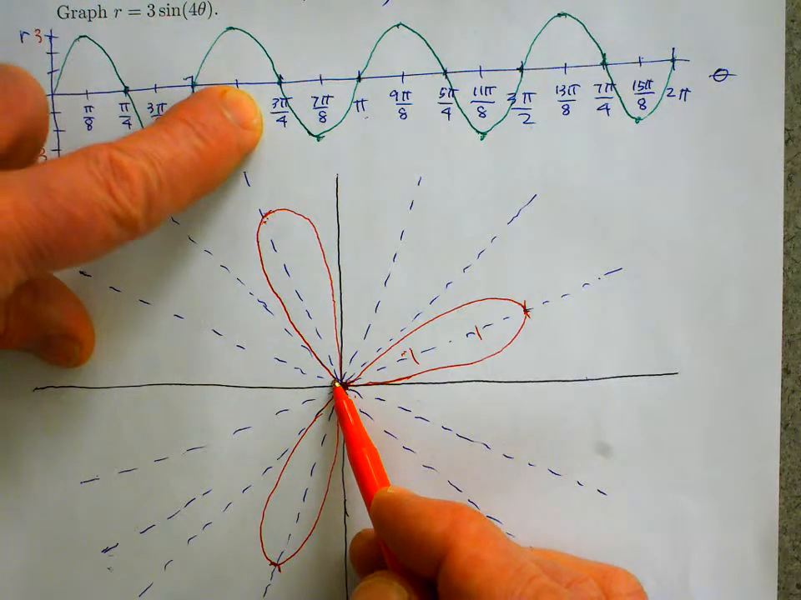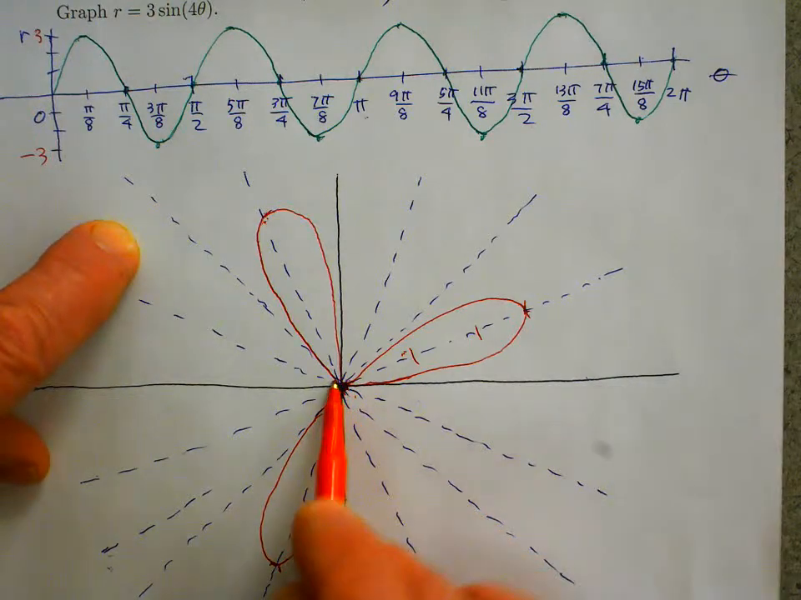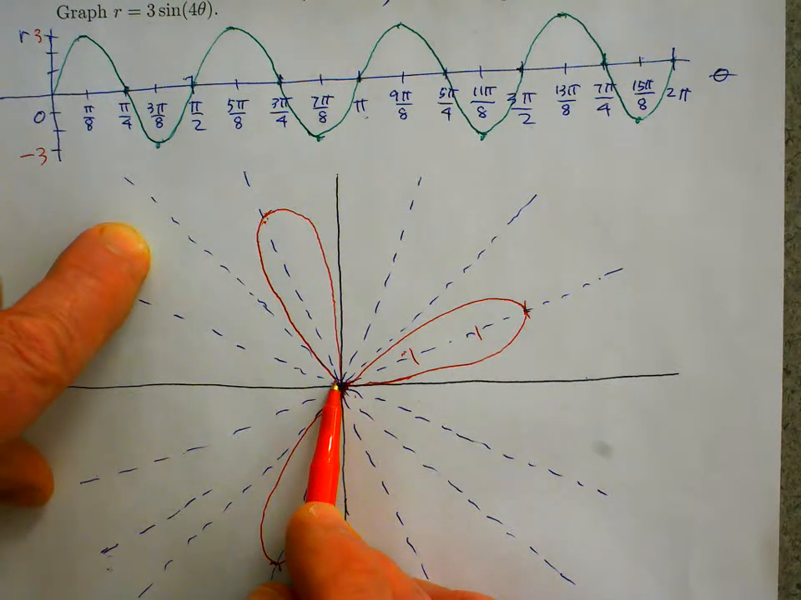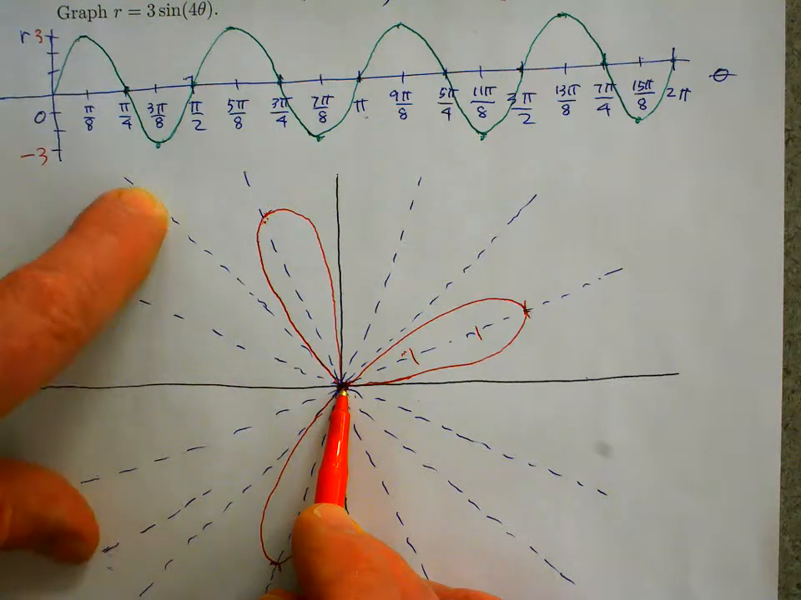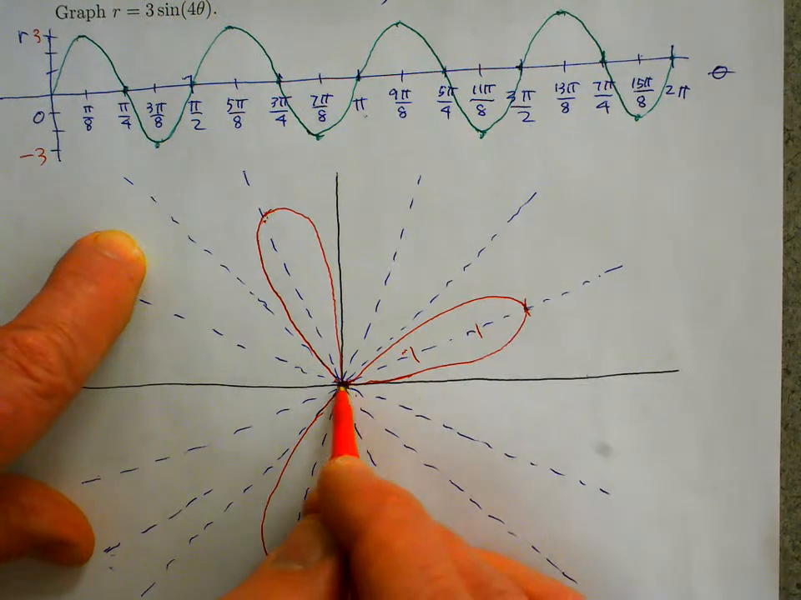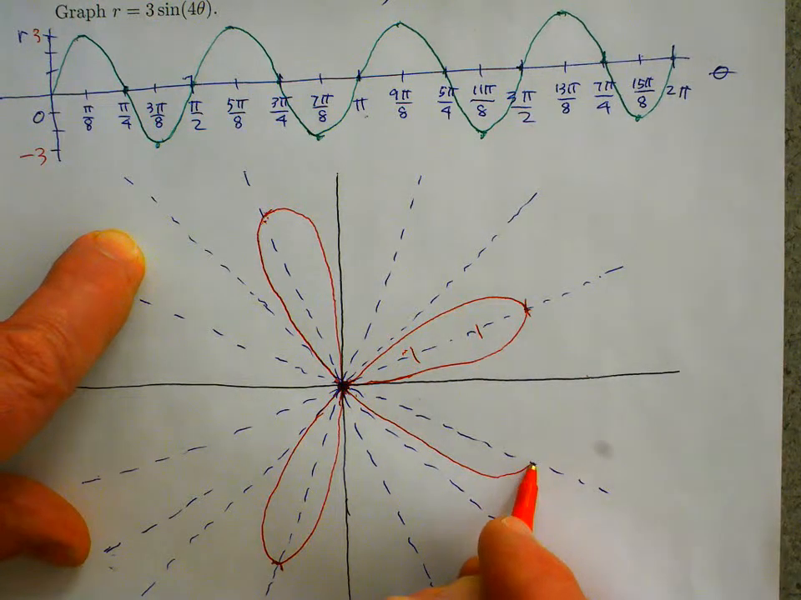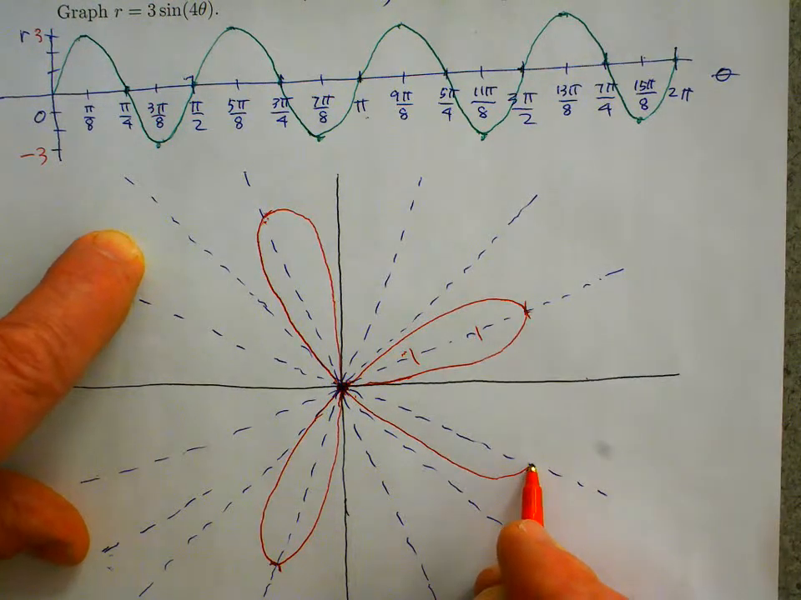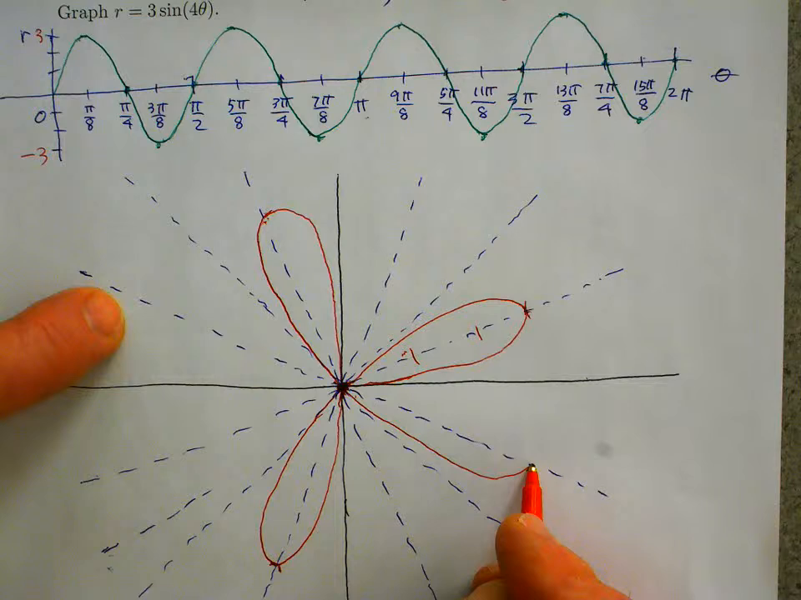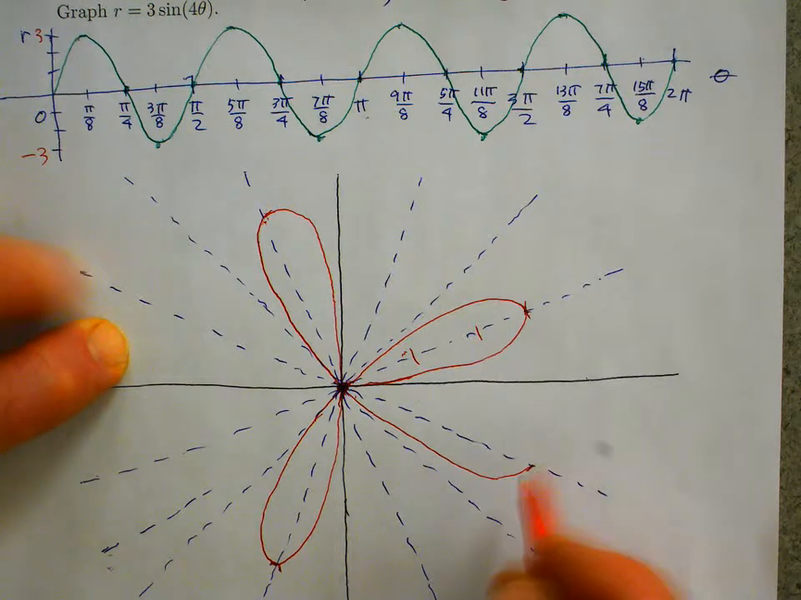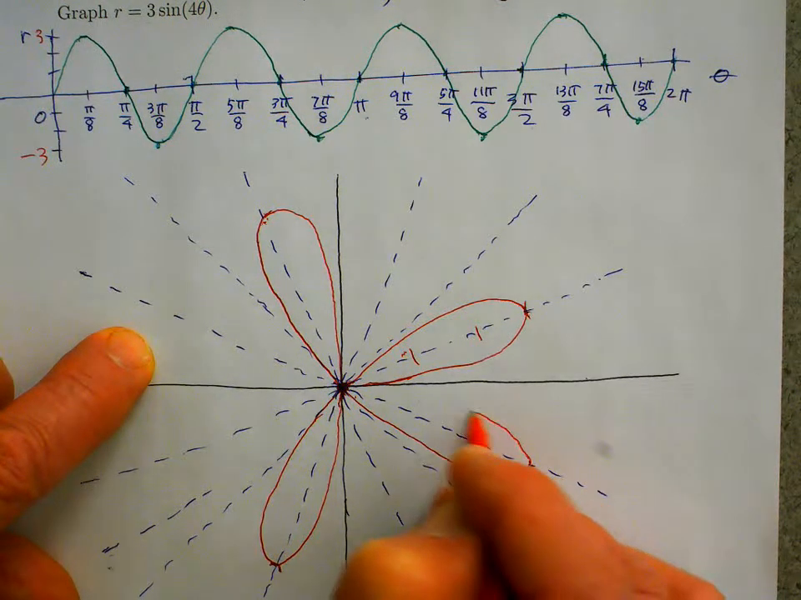Okay, then between 3 pi over 4 and 7 pi over 8, the r values are negative, so the graph will be on the opposite side of the origin. And we're going to end it right about there, say. Okay, then from 7 pi over 8 to pi, that's this part, but the r values are negative. And so the r values are going back to 0 when we get to pi.